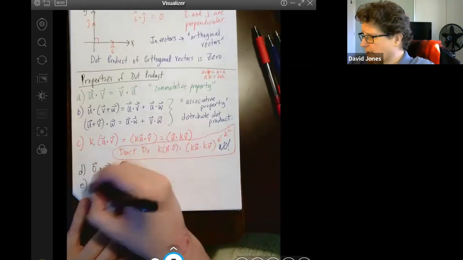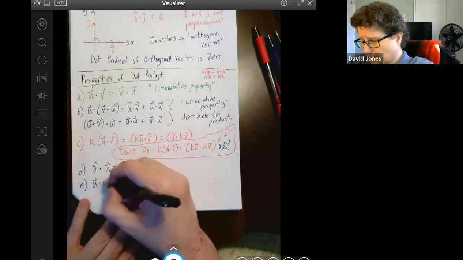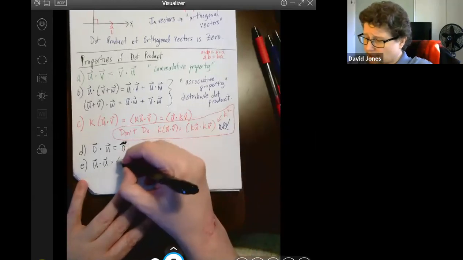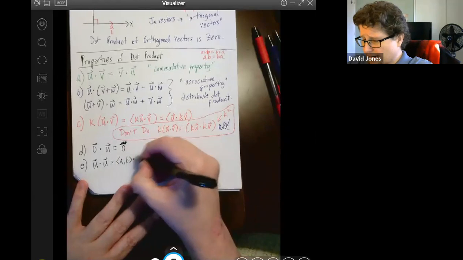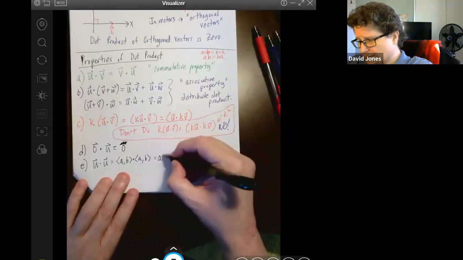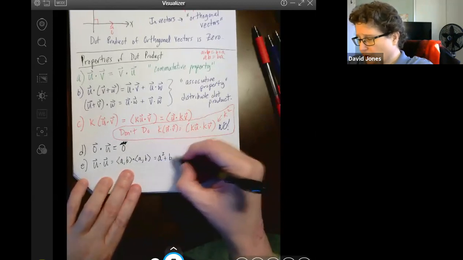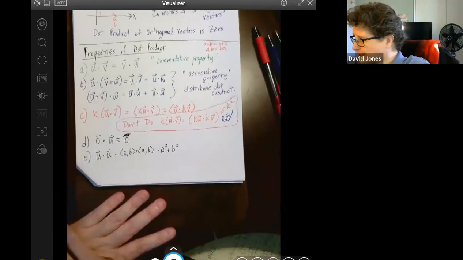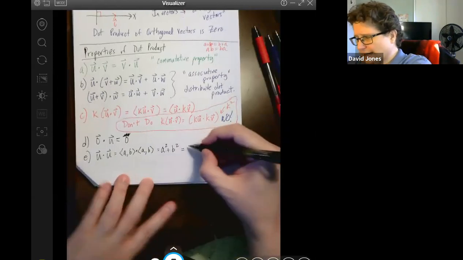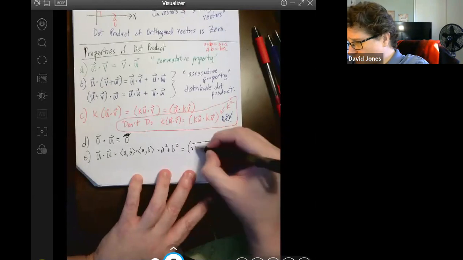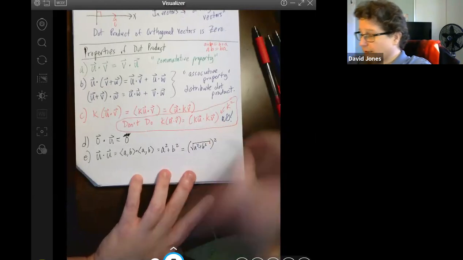And we've got u dot u. Let's take a look at that. This is ab dot ab, which is a times a, or a squared, plus b times b, or b squared. This looks a lot like, what if I wrote this as the square root of a squared plus b squared, and I squared it?